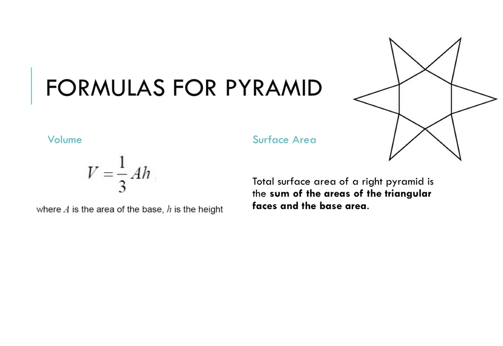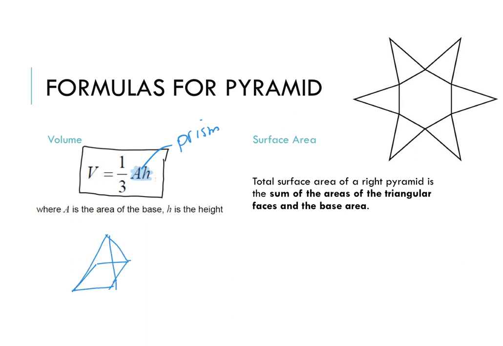And we notice that the volume is a third of what we just saw for a prism. So this is the volume formula for a prism, and the volume of a pyramid is just a third of that. And the reason behind that is when you have any given pyramid, so let's say we have a square-based pyramid. This is a beautiful interpretation.